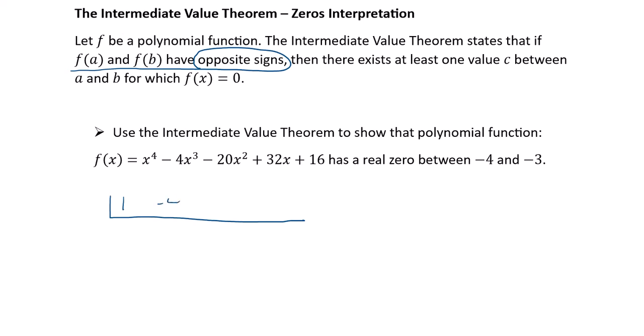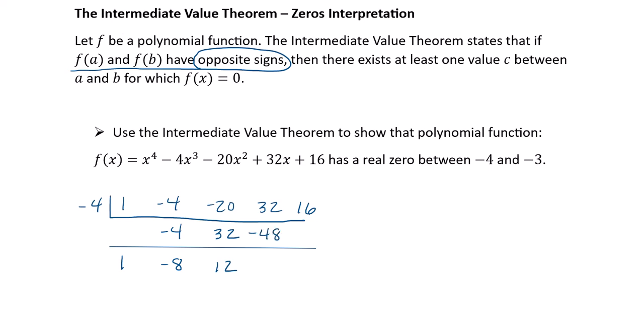I have 1, -4, -20, 32, 16, and I'm going to run -4 through my division. So 1, -4, -8, 32, 12, -48, -16, 64, and 80, and we see that we have a positive.